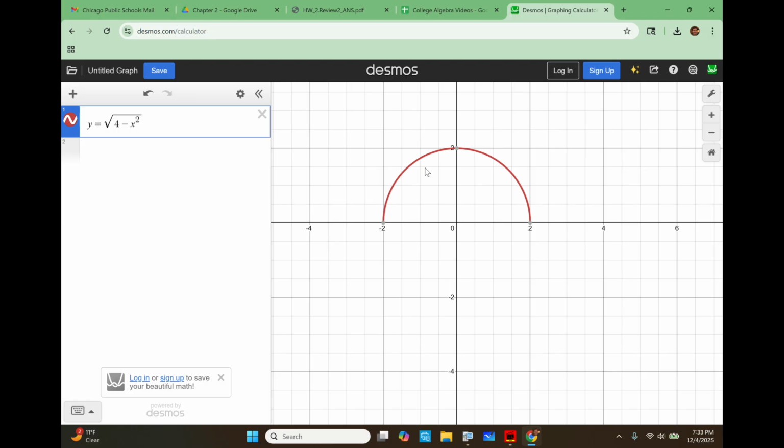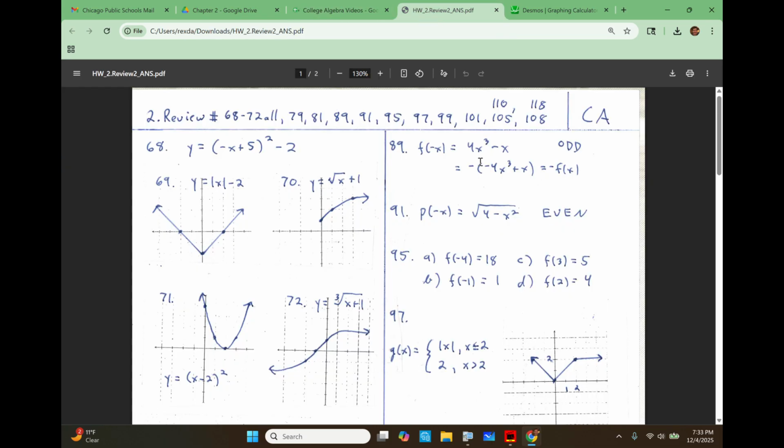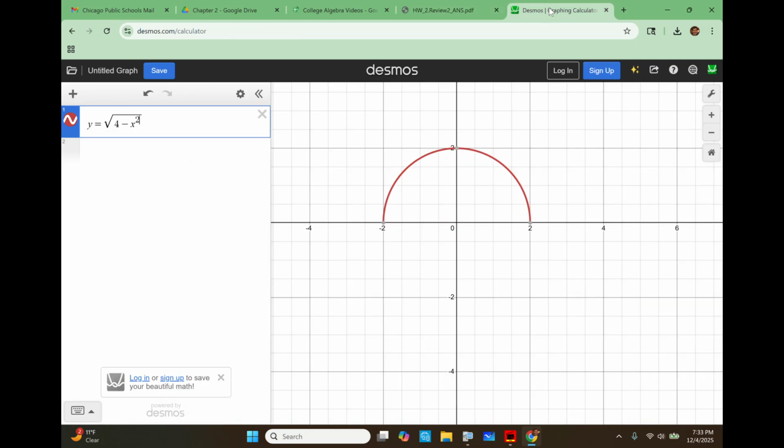Yeah, symmetric about the y-axis. There's that one there. The previous one was negative 4x cubed plus x. That's 89. Negative 4x cubed plus x. Let's take a look at that one.